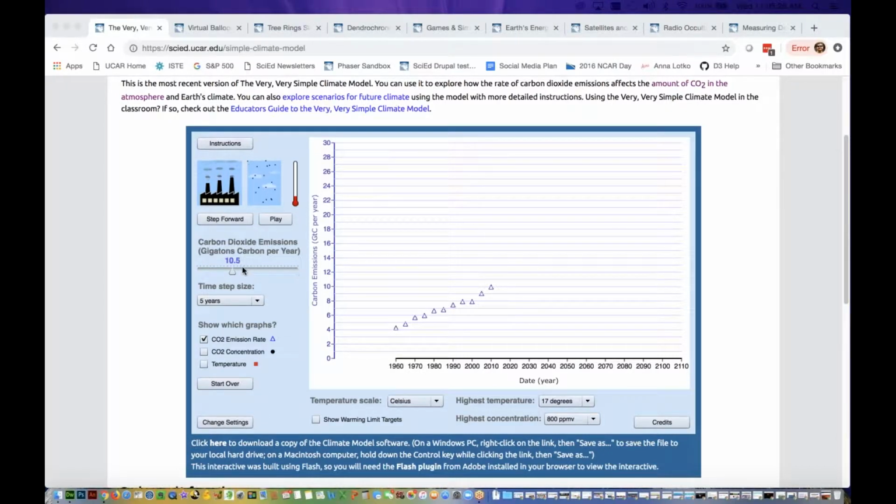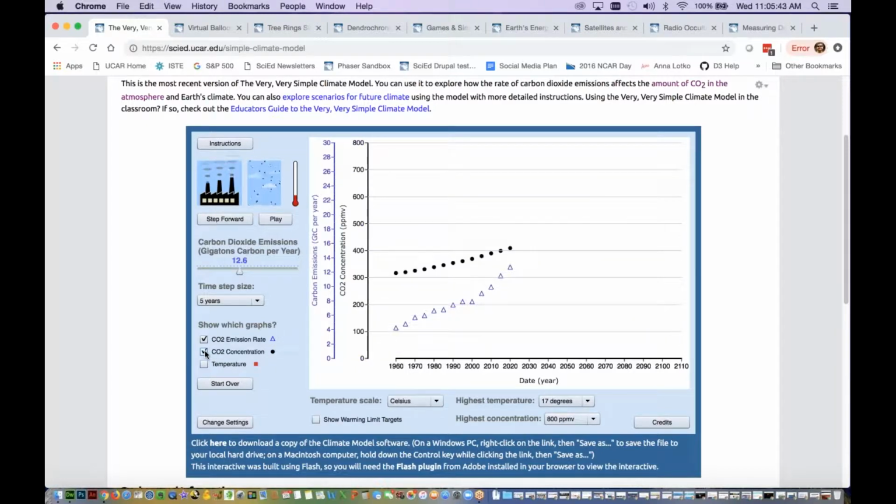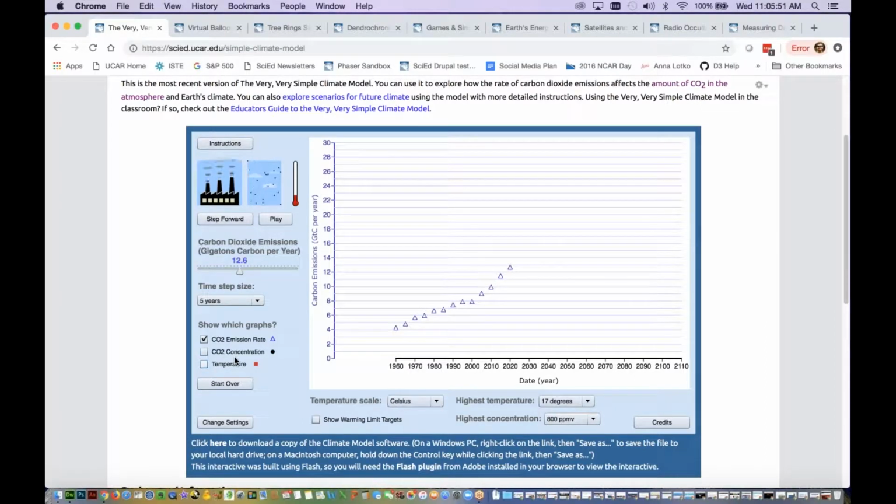I'm just going to bump the amount of emissions up a little bit, step forward, add another dot, bump them up a little bit more, step forward, and you get the idea. We're looking at emissions, which we can control. Now I'm showing the concentration, which is slowly rising, and the temperature that is slowly rising. So the obvious thing to do is to just run emissions up for the rest of the century, and surprise, surprise, temperatures will keep rising.